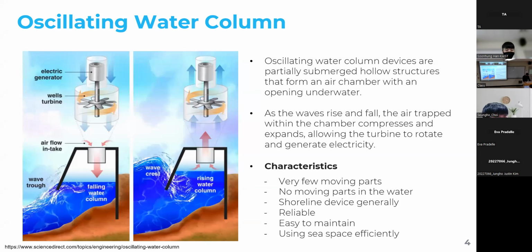In this slide, we analyzed the oscillating water column. Oscillating water column devices are partially submerged hollow structures that form an air chamber with an opening underwater. As the waves rise and fall, the air trapped within the chamber compresses and expands, allowing the turbine to rotate and generate electricity. The oscillating water column has characteristics like this: very few moving parts, and shoreline devices can be reliably maintained and use space.